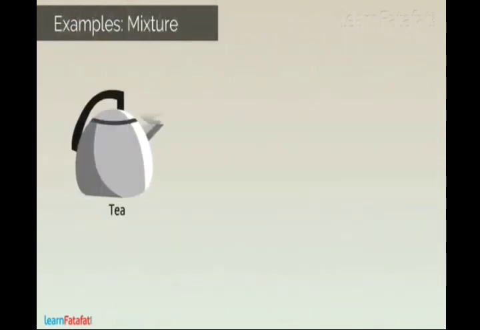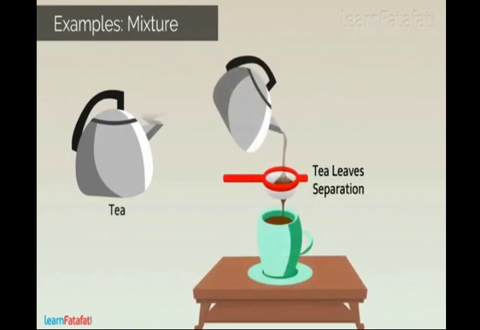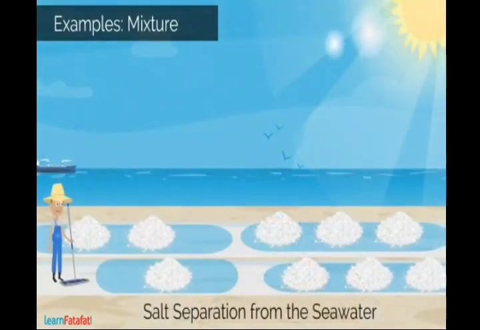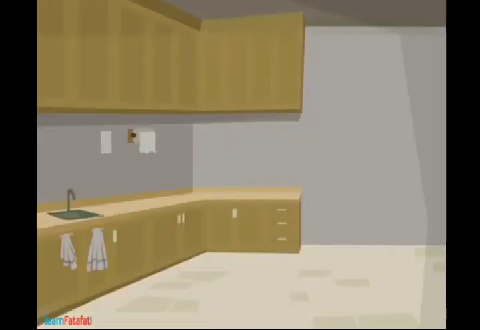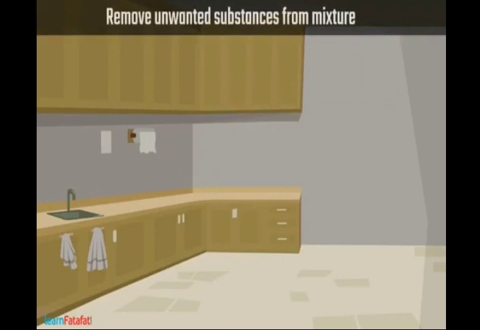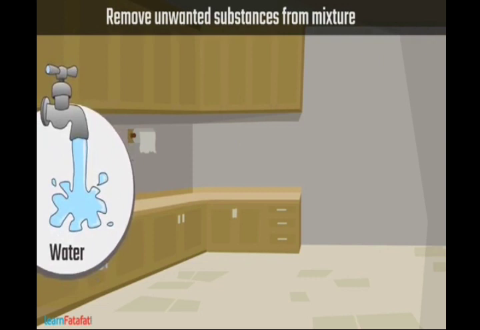How will you get tea? From the tea, you have to separate the tea leaves. Then only is the tea edible to drink. And from seawater, you should evaporate it and you will obtain salt. The evaporation method is used to separate it. You can have so many examples. How to remove the unwanted substances from a mixture, this is what we want to learn.